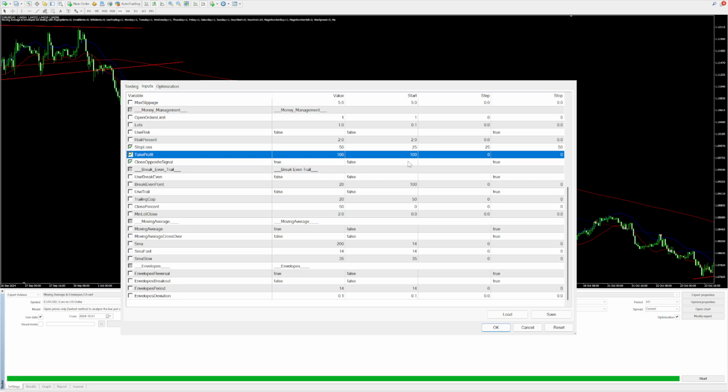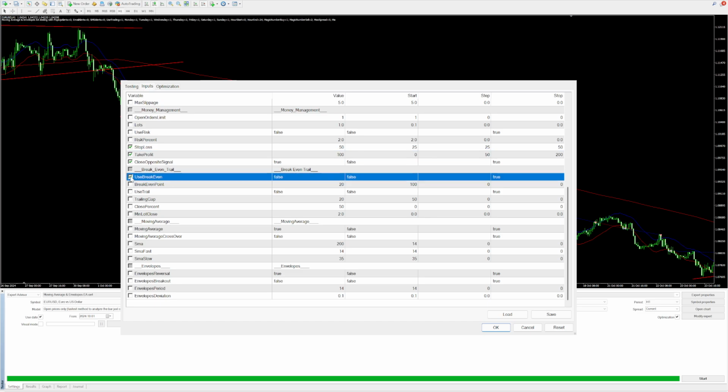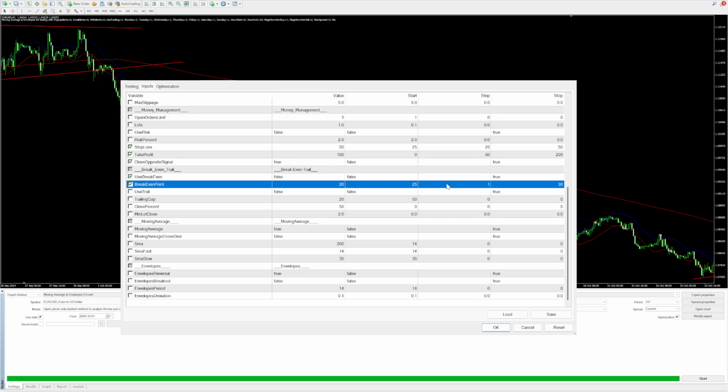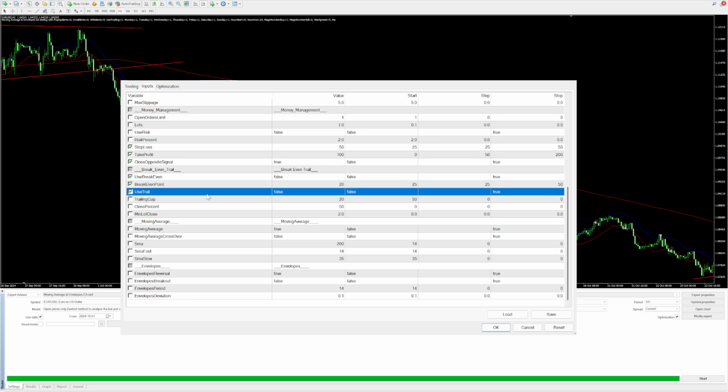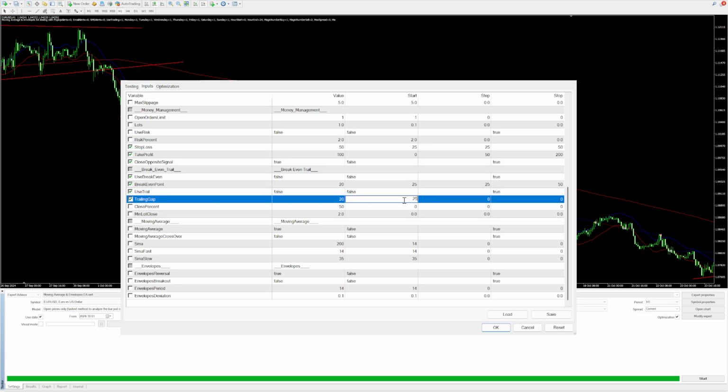Okay. Take profit, we will go from 0, 50 pips up to, let's say, 200. So that will test 0, 50, 100, 150, and 200, because we're starting at 0, going to 200 in 50 steps. Okay, break even, we'll test that true or false. The break even point will be either 25 or 50. Use trailing stop, we'll set that true or false. The trailing gap will be either 25 or 50.